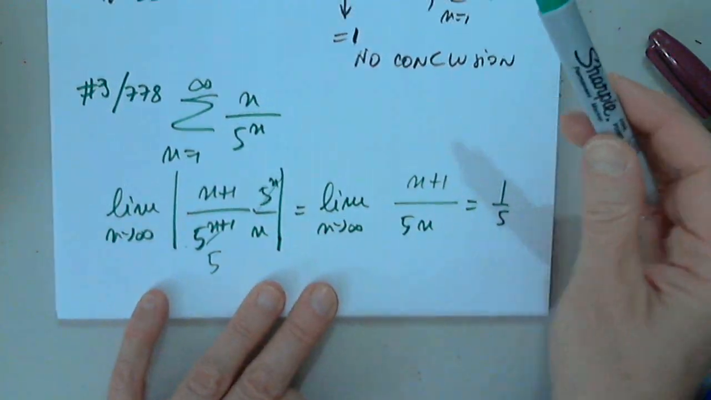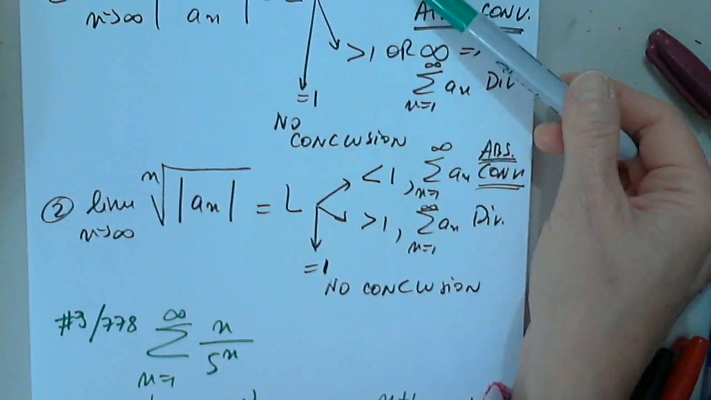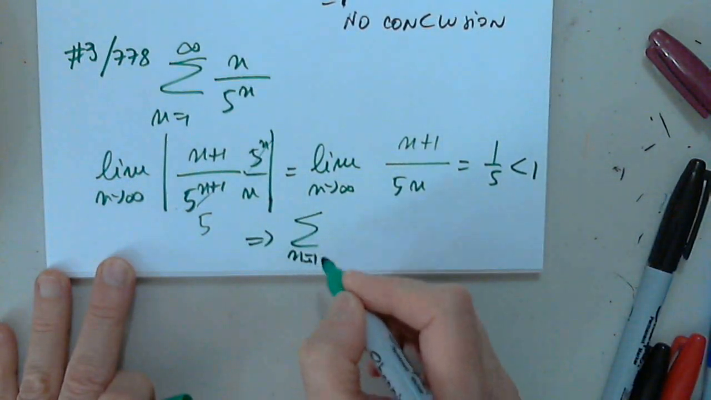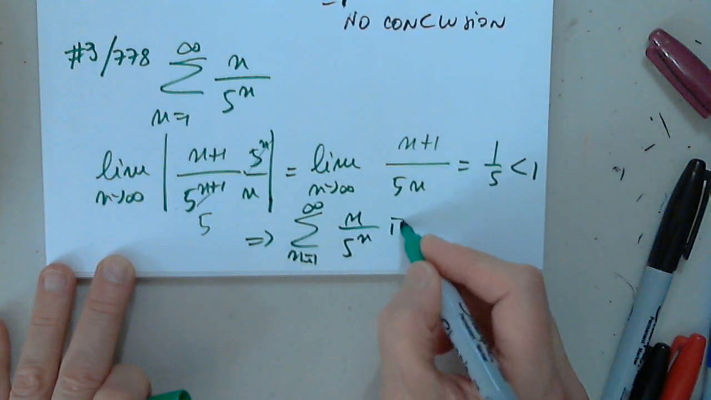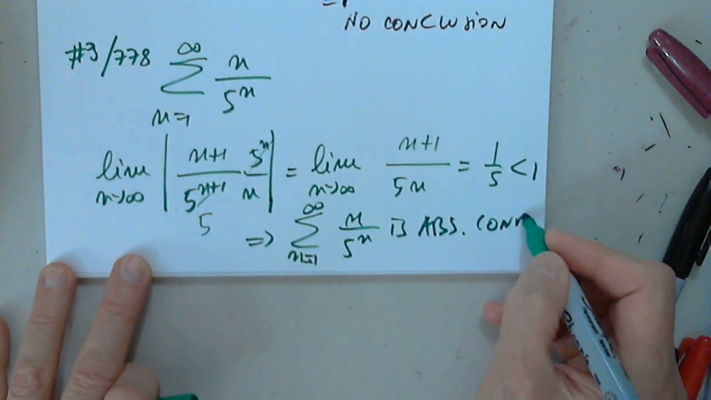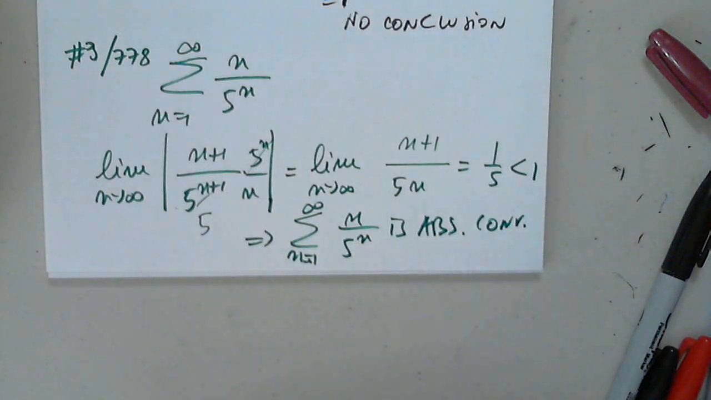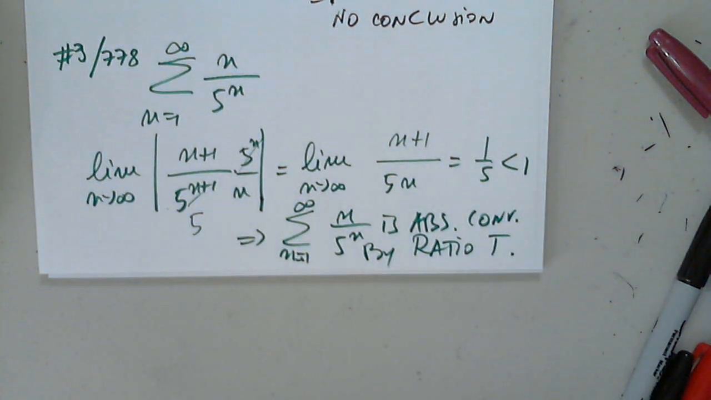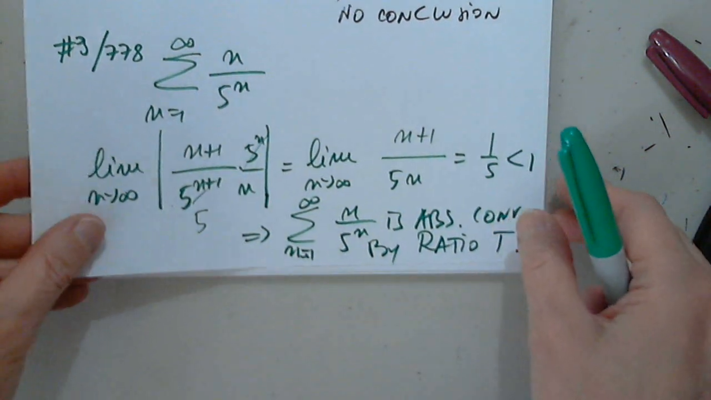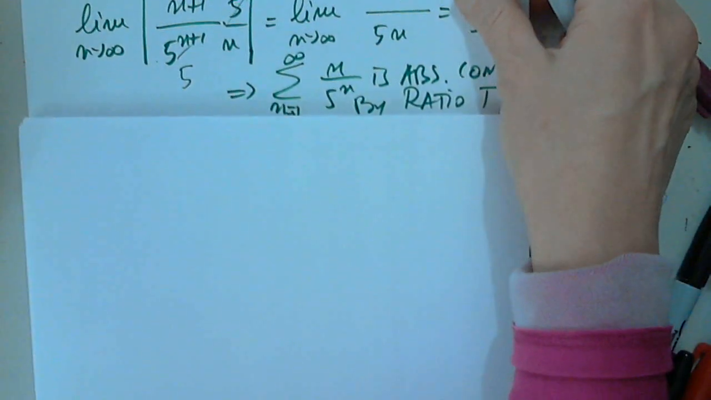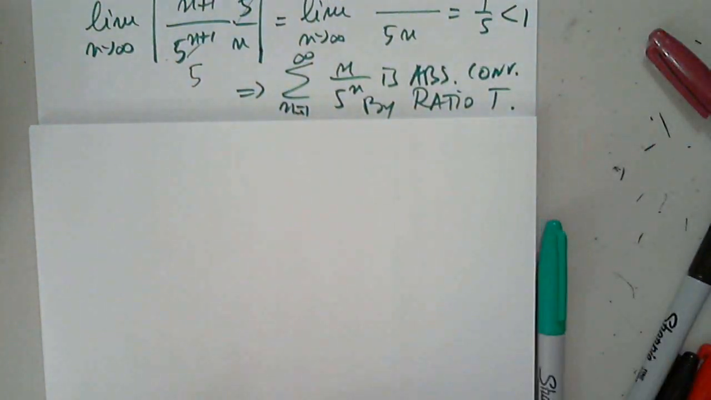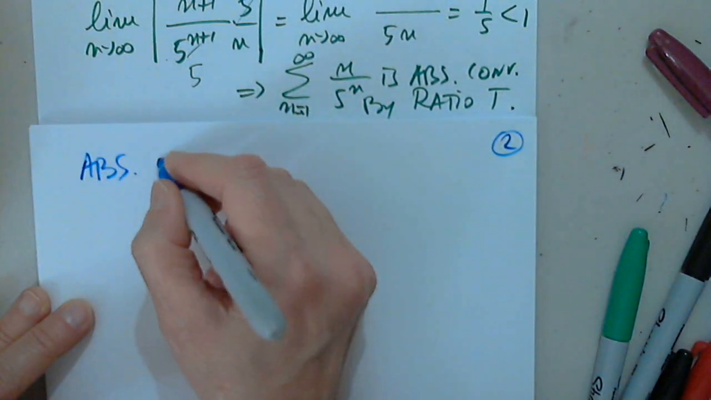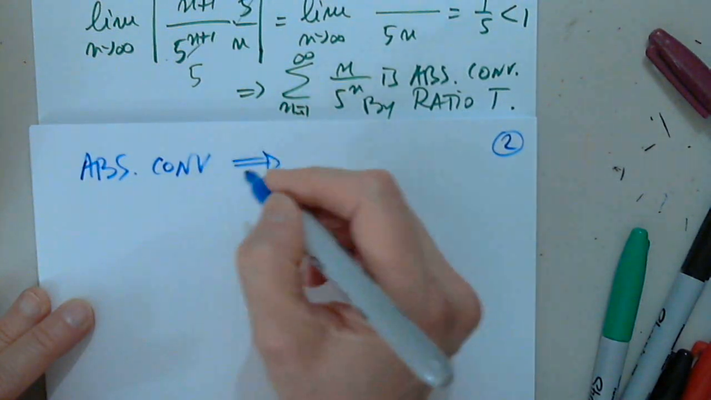So we test which of these situations we have. It's less than 1. Therefore, this series is absolutely convergent, of course by the ratio test. Absolutely convergent, and therefore convergent. If it's absolutely convergent, we know it's also convergent. So again, let's write it here: absolutely convergent implies convergent.